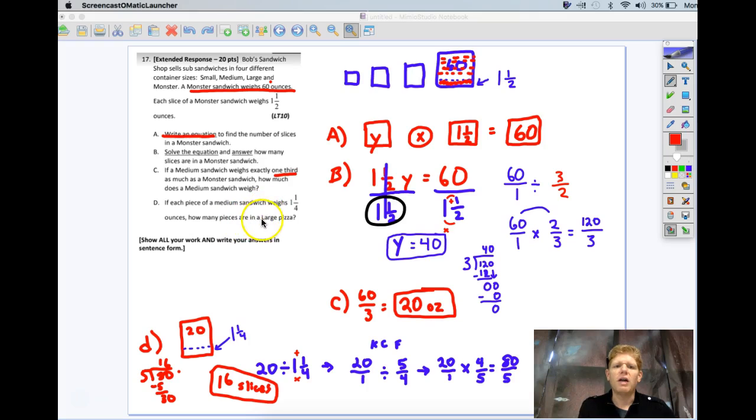And I think that's all I need to say other than where it says large pizza. That is supposed to say medium sandwich. And then it'll make more sense. So if you got confused by that, I apologize.